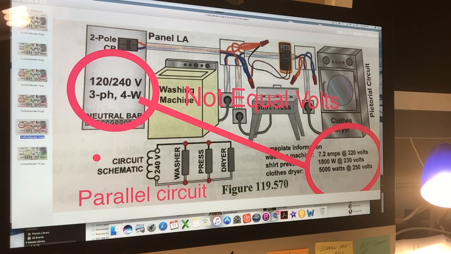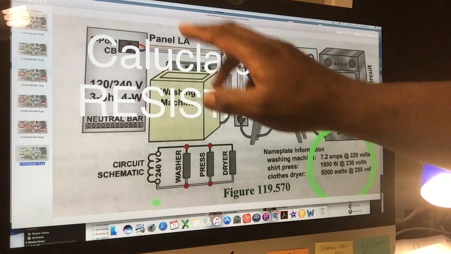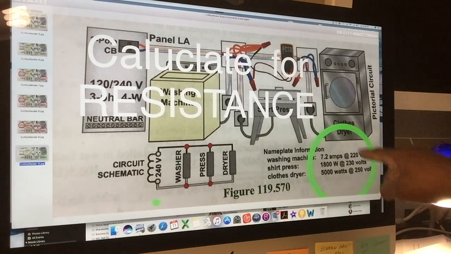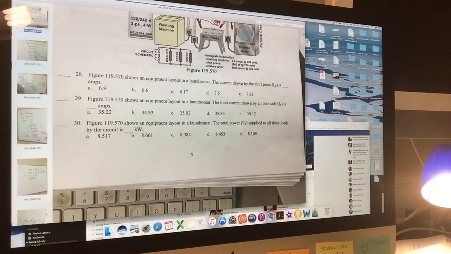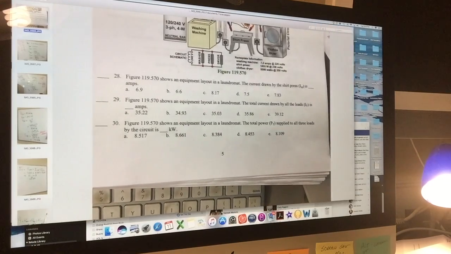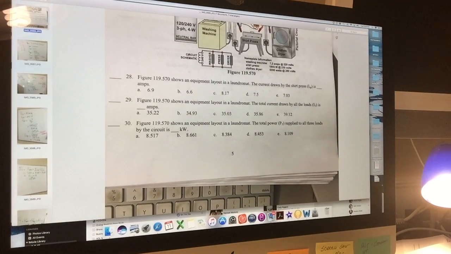So the first thing we want to do is calculate for resistance right here. What we're going to do with that particular problem is solve these three problems. The first problem says, figure 119.1570 shows an equipment layout in a laundromat. The current drawn by the shirt press is blank amps. We want to find out how many amps is being drawn by this shirt press.